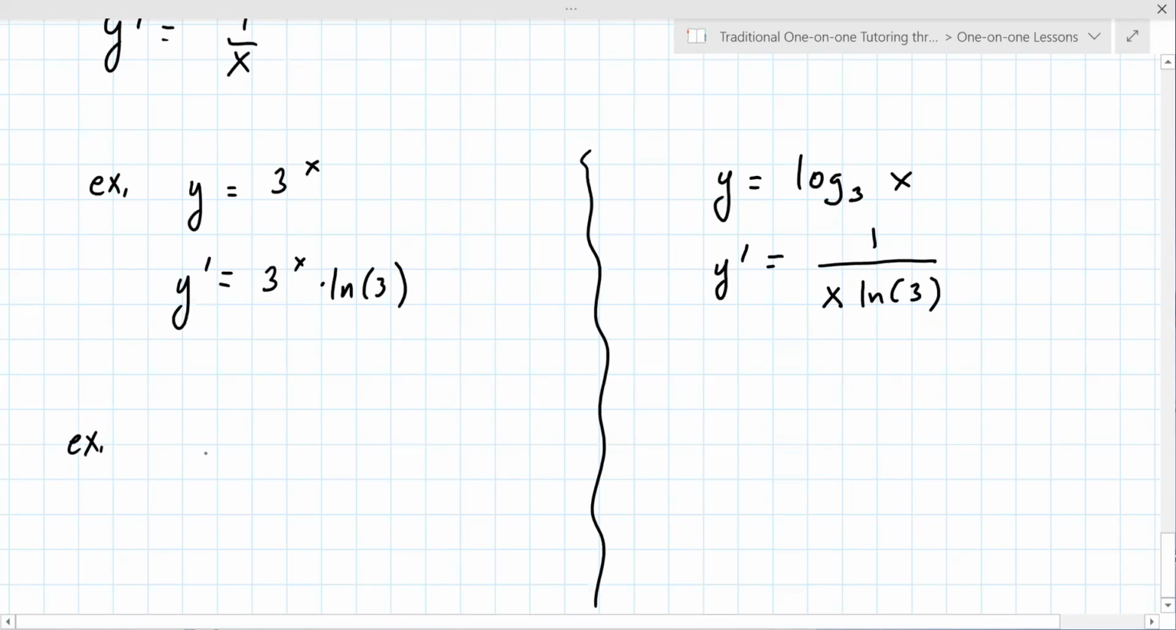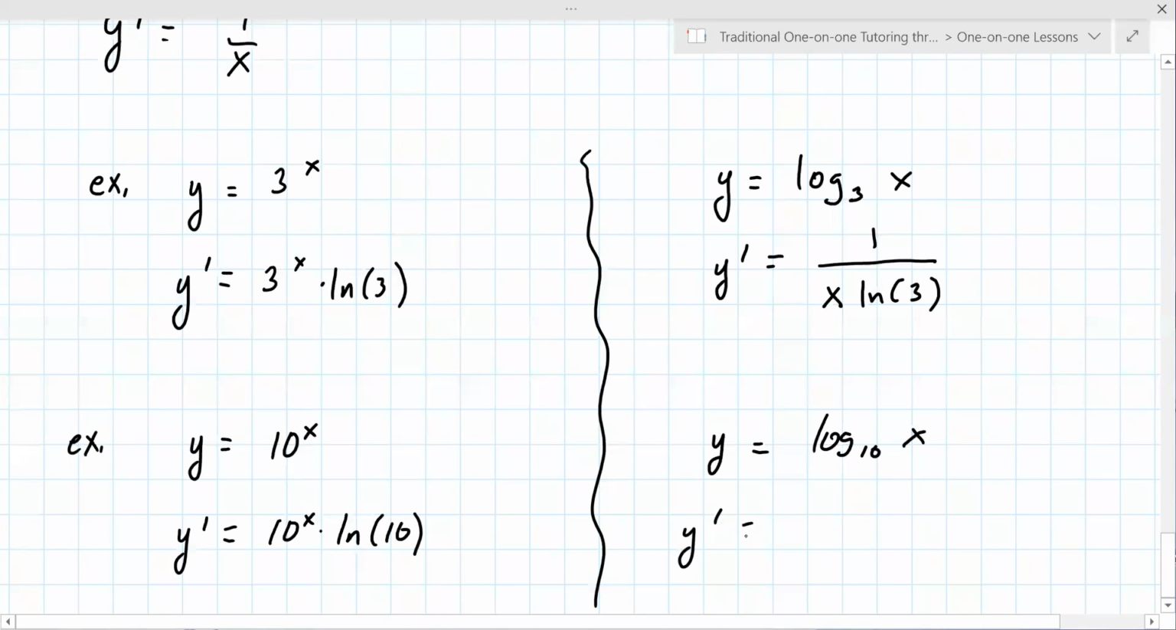Let's do another one. Let's say I give you y equals 10 to the x. What is the derivative? It's 10 to the x times ln of 10. Yep. And let's say over here, it's y equals log base 10 of x. What is the derivative? The derivative is 1 over x, ln of 10.